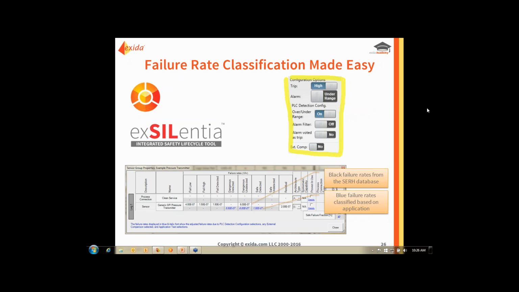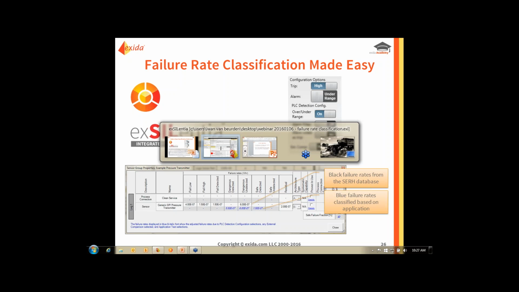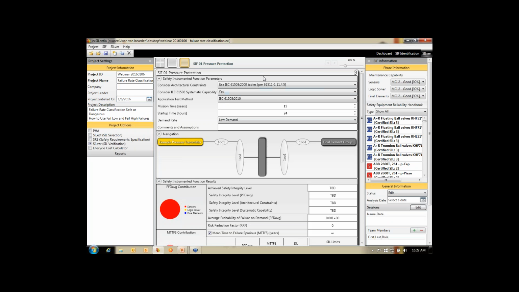So if you look at the bottom part of the slide here, the black failure rates are the failure rates that come directly out of the Safety Equipment Reliability Handbook database. The blue failure rates are the failure rates that are classified per our selections, based on our application, based on the implementation of the safety instrument function. And I wanted to show you how that works in the software real quickly, because it is very easy to do.